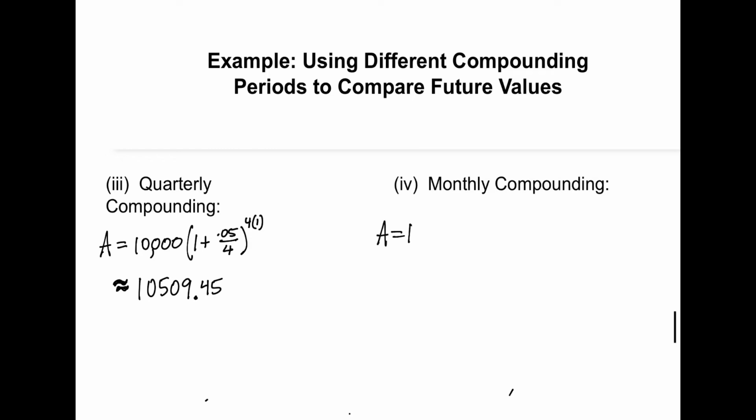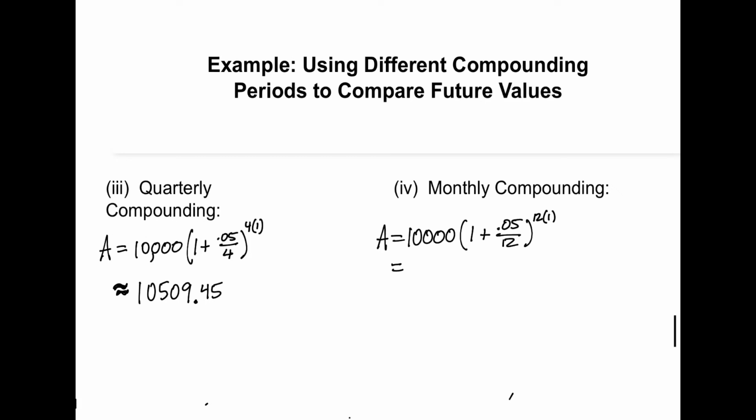What about monthly? All right, 10,000 times parentheses 1 plus 0.05 divided by 12 now, raised to the 12 times 1. Putting this into my calculator, we see that we get $10,511.62. So again, it upped it by a couple more dollars as well, just by compounding it every month.